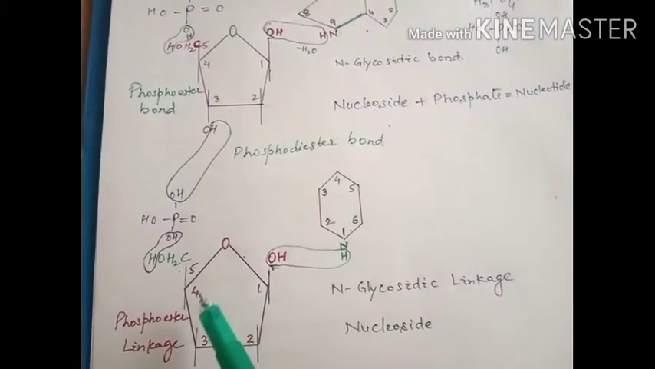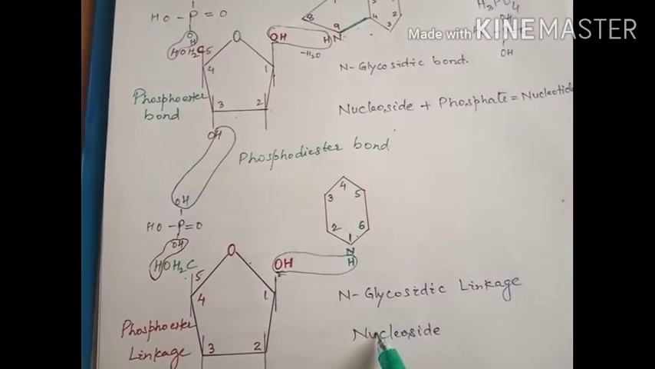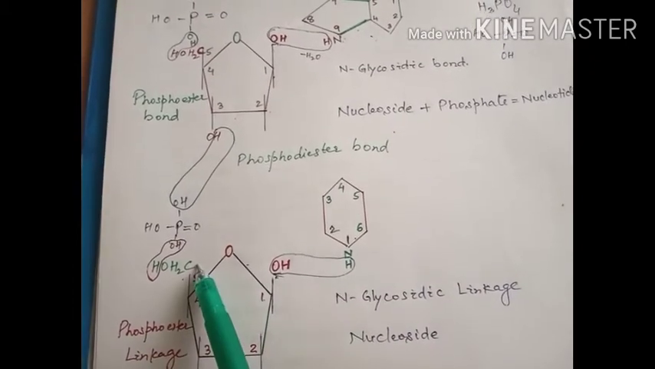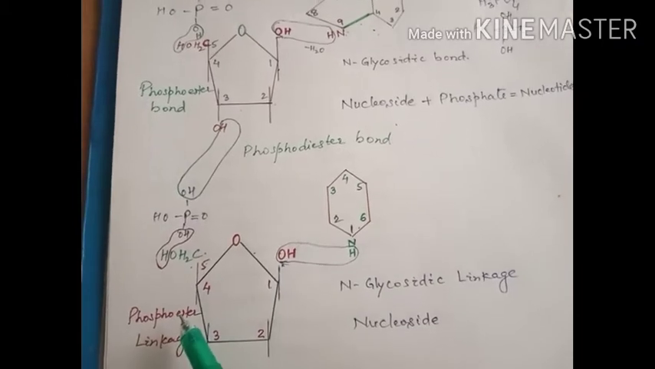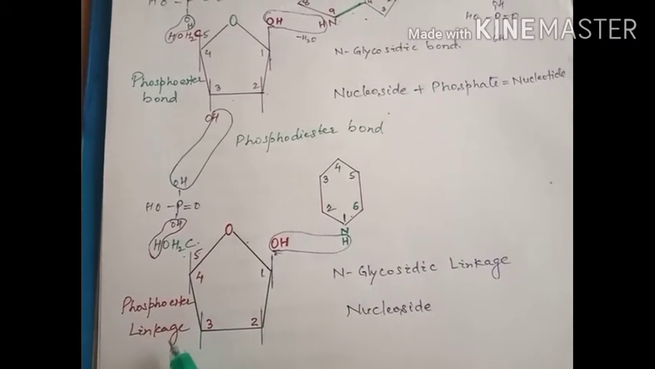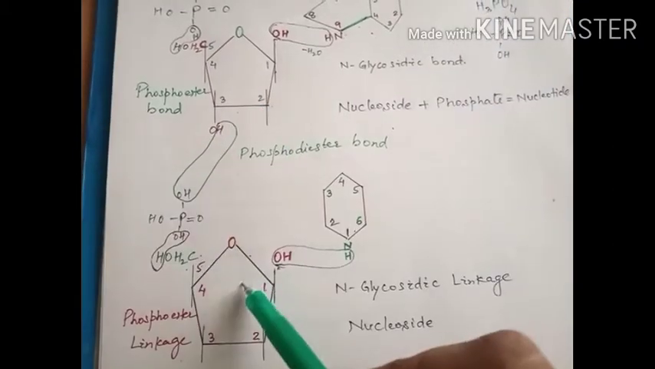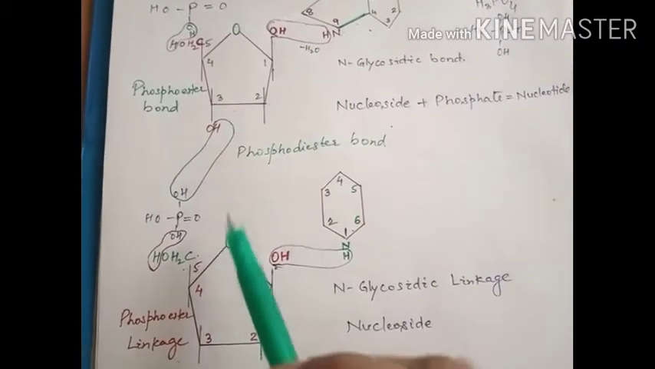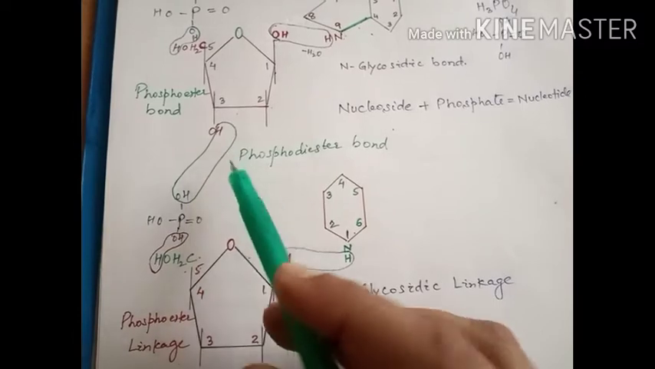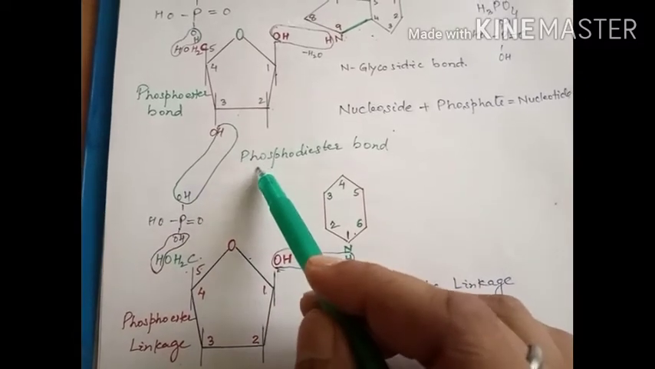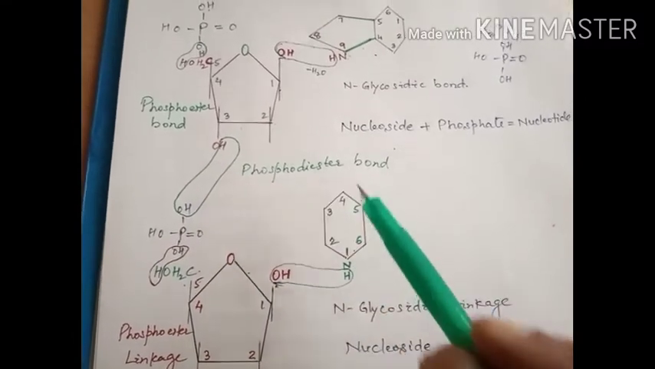Whenever a nucleoside is joined to a phosphate molecule, it forms a phosphoester linkage or phosphoester bond. And whenever two nucleotides make a strand, they get linked to each other with the help of a phosphodiester bond.